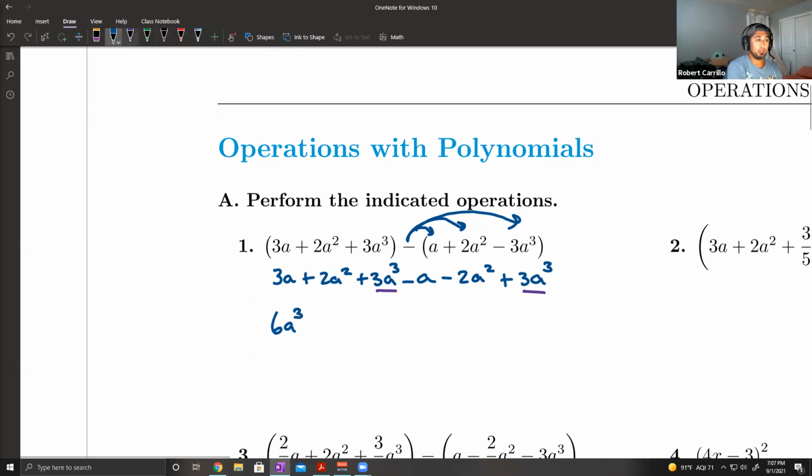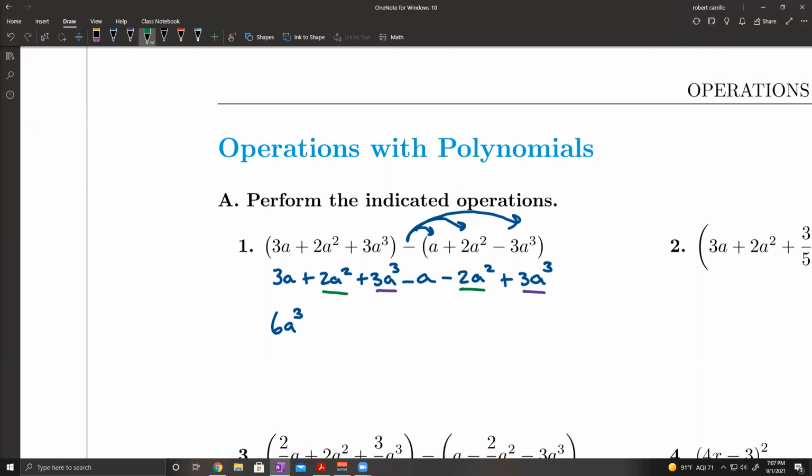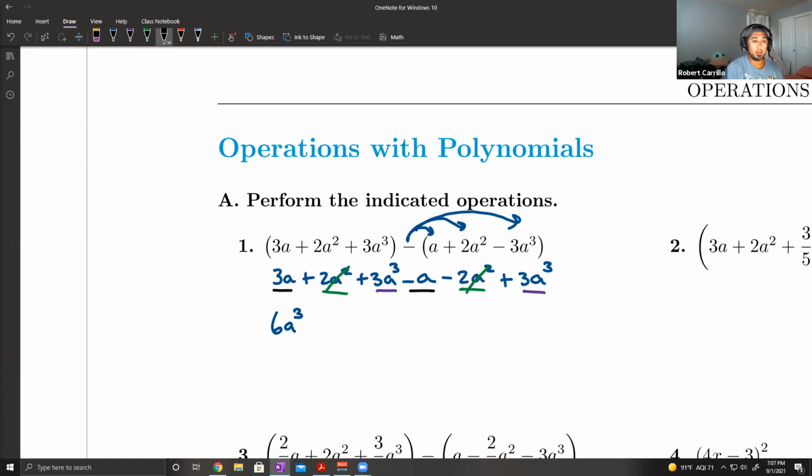And then I look at the next highest power, which is going to be a squared. 2a squared minus 2a squared. What's going to happen to those terms? They'll cancel out. They will cancel. And then I'll look at the last power. A and a. So I have a 3a and a negative a. And yes, 3a minus a gives me a positive 2a. And that is it.